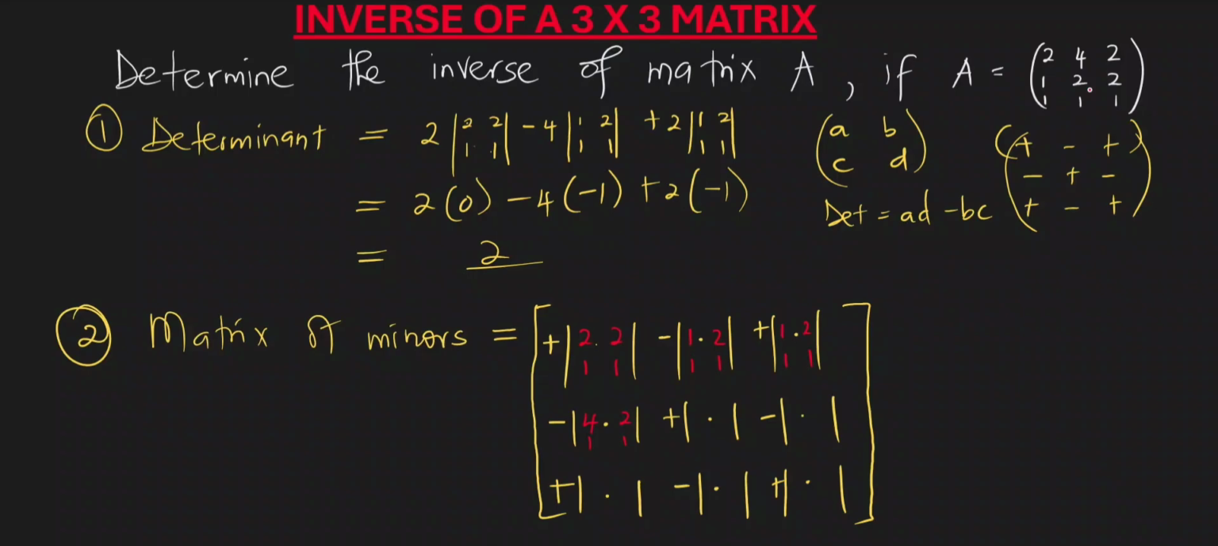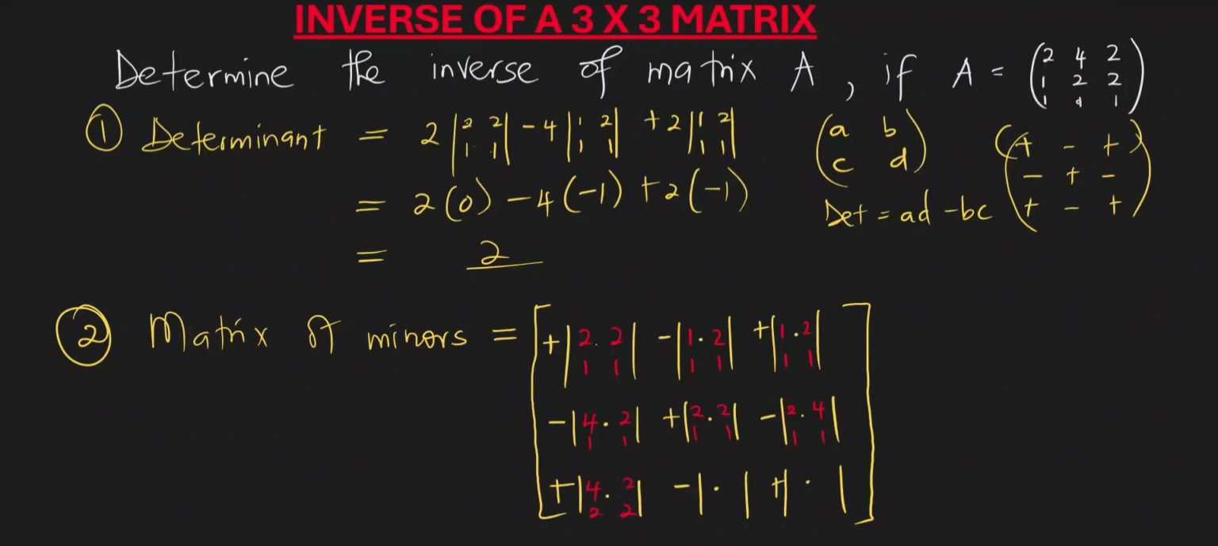Then we go to this central value, which is a 2. We close its row and column. We have 2 2 1 1. We have 2. That is going to give us 2 4 1 1. Last row, we close that first one. We have 4 2 2 2.